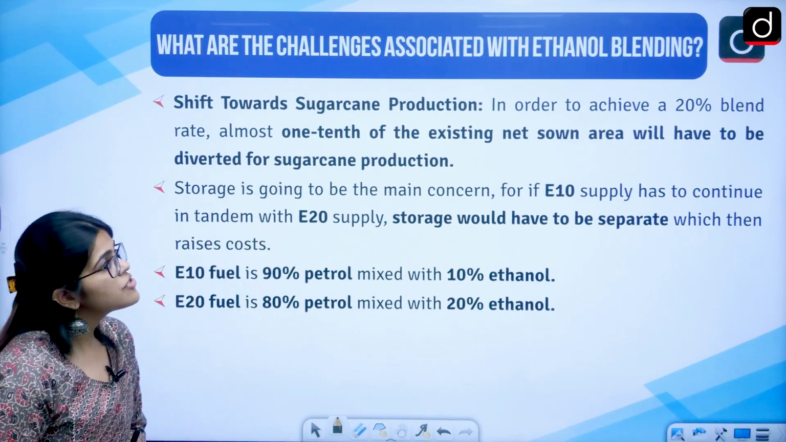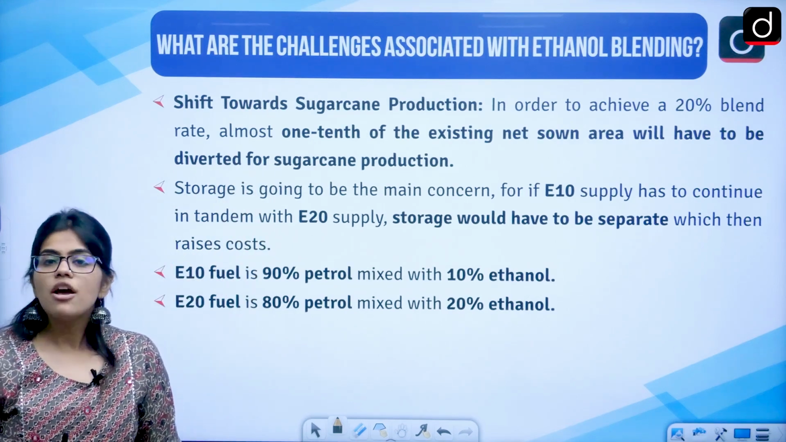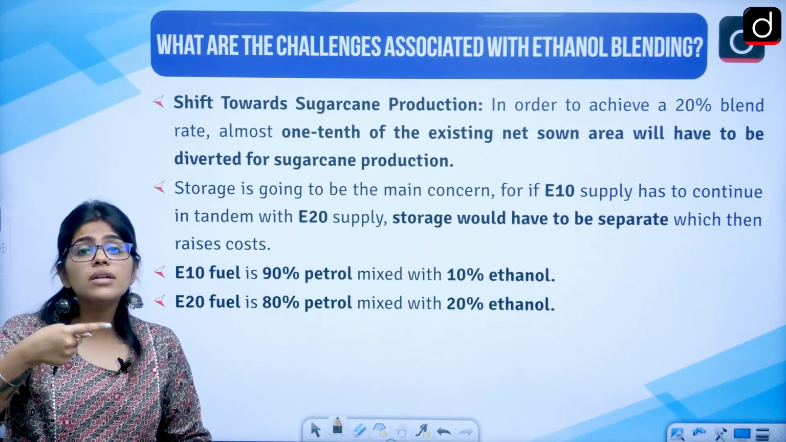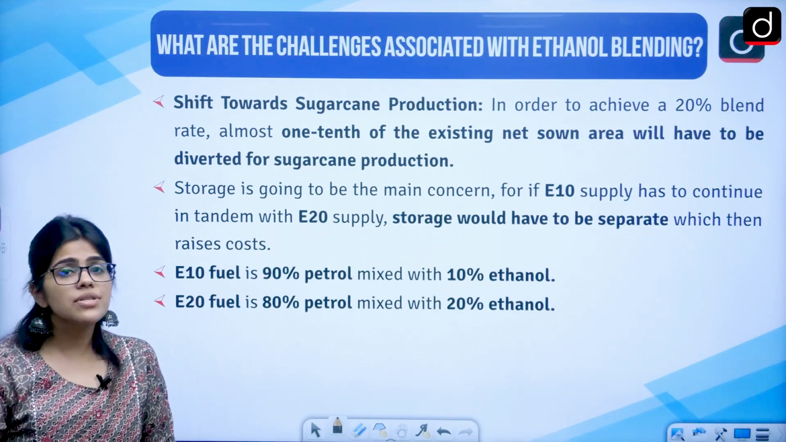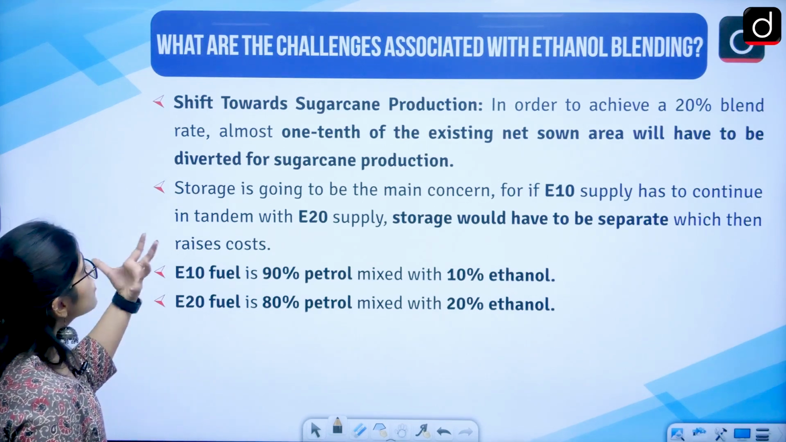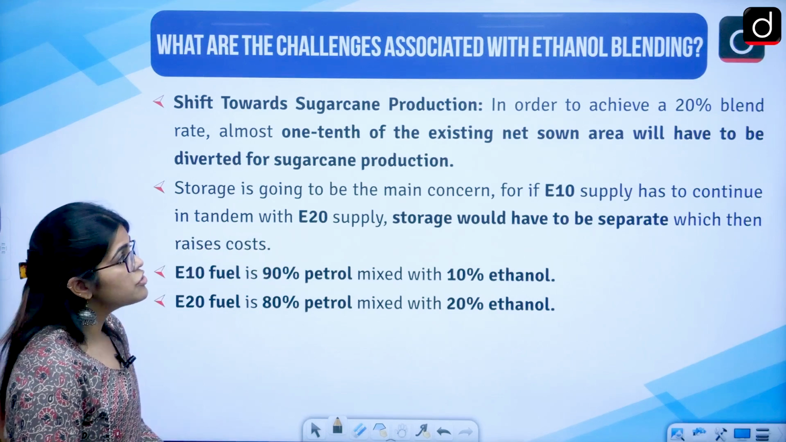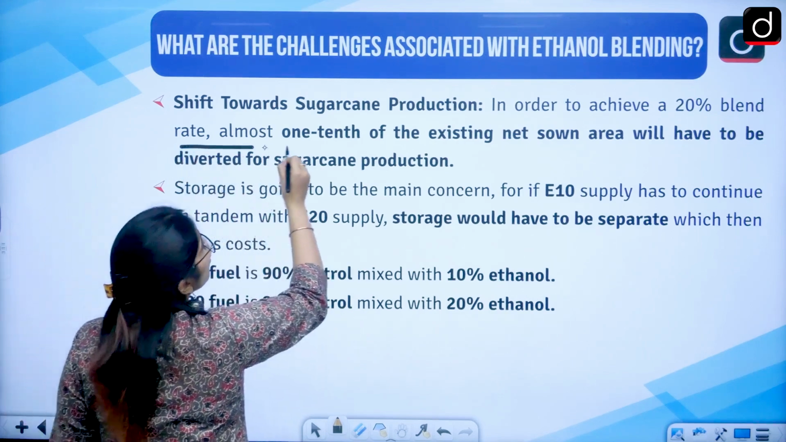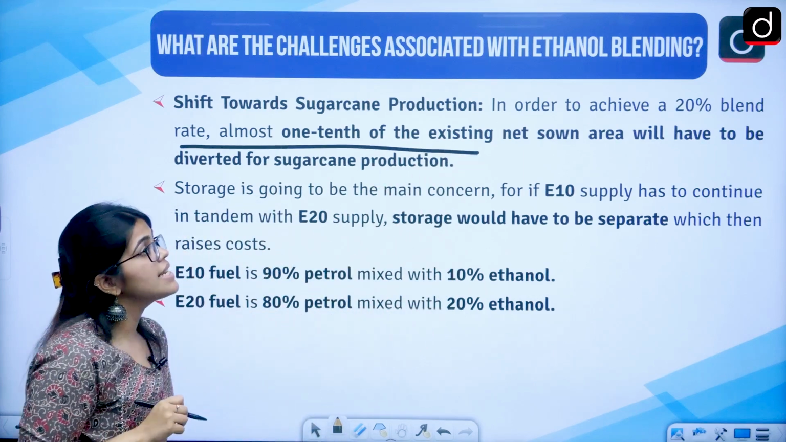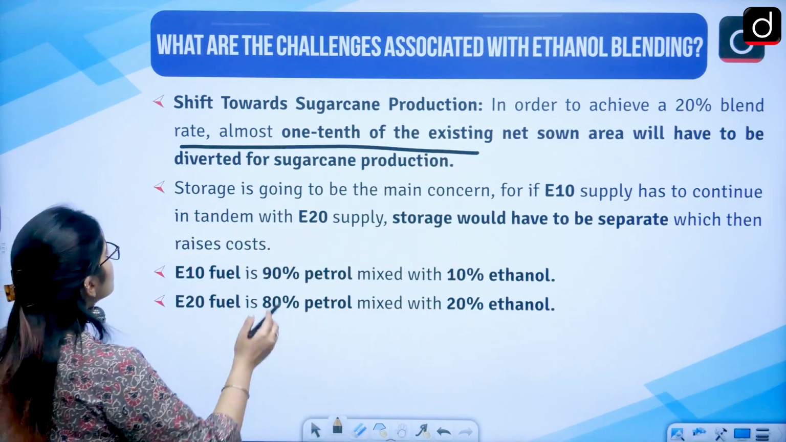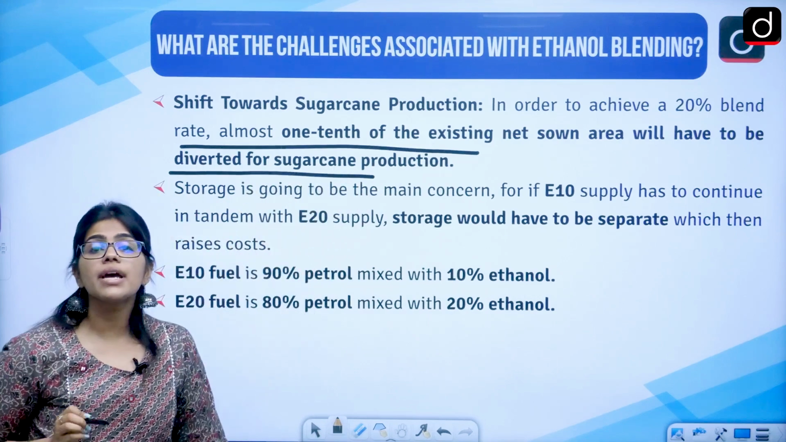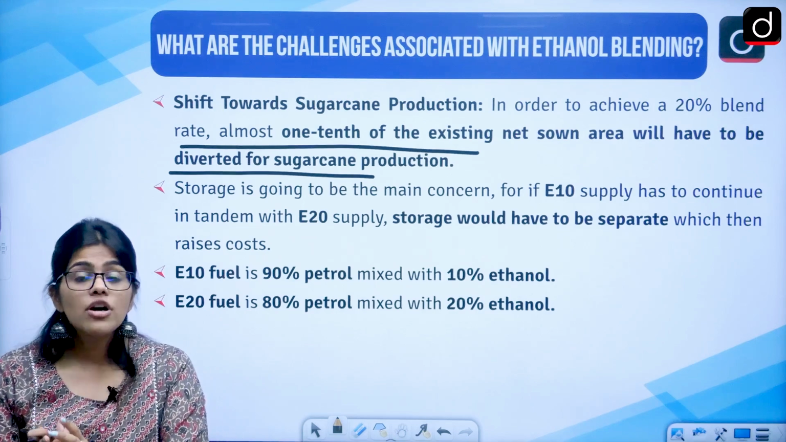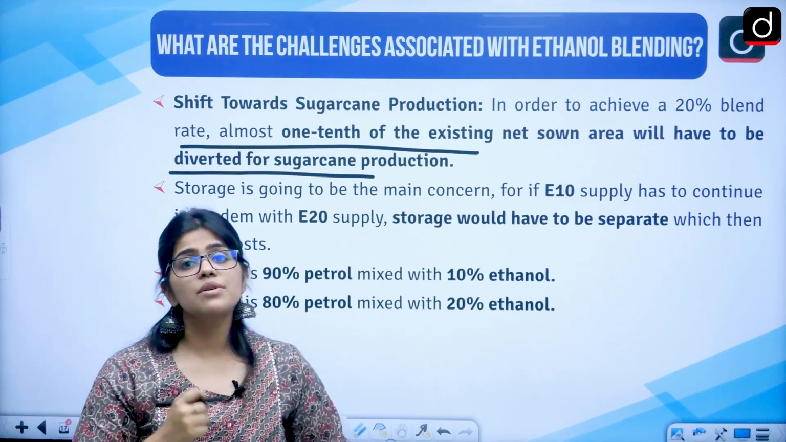So what are the challenges associated with ethanol blending? We have already discussed the merits of using ethanol blending, but what will be the problems associated with it? Of course we should shift towards sugarcane production to achieve the 20% blending that I was telling you. Almost 1/10 of the existing net sown area will have to be diverted towards sugarcane production, and sugarcane requires a lot of water. So there are a few problems associated with this also.